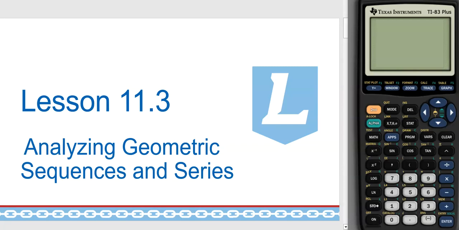Looking at lesson 11.3, analyzing geometric sequences and series.